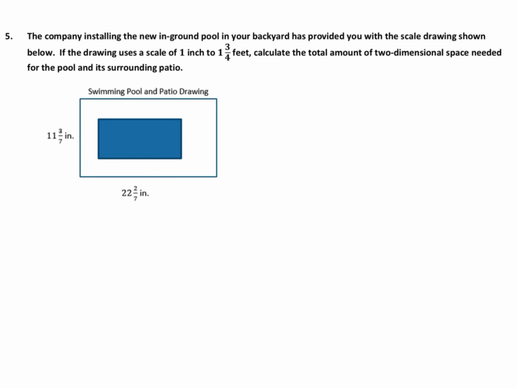We are going to start by calculating the area of the scale drawing. We need to multiply 11 3/7 by 22 2/7. If you change these to decimals right now, you are going to have an issue with rounding, and you're going to come up with a really funky number at the end.